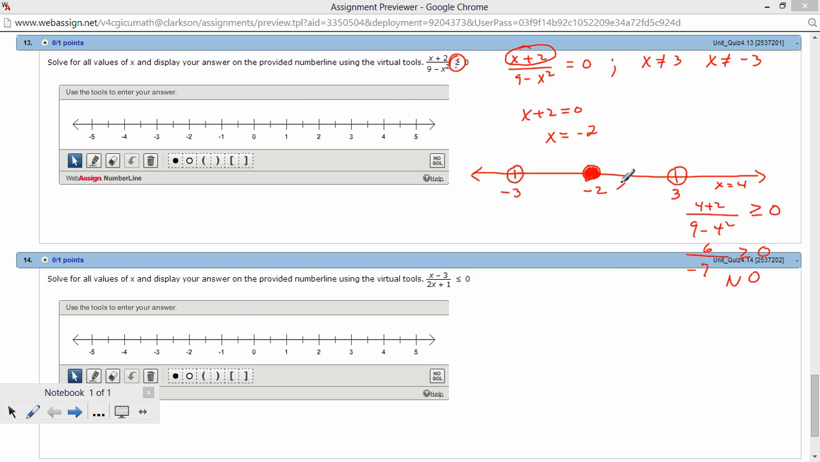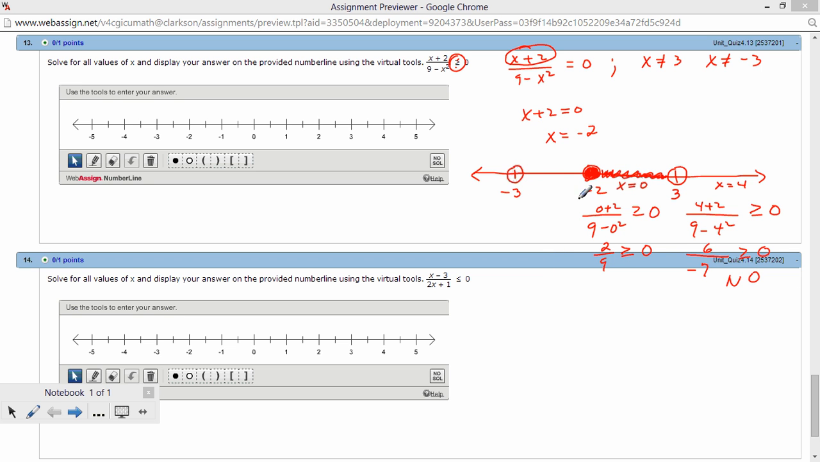Now in here, we have a very good test number. We have 0 to test with. And so we have 0 plus 2 over 9 minus what is basically 0, right? And is that greater than or equal to 0? Well, the top is clearly 2. The bottom is plainly 9. 2/9 is clearly greater than 0. Those numbers will work. Numbers from minus 2 to 3 will work.